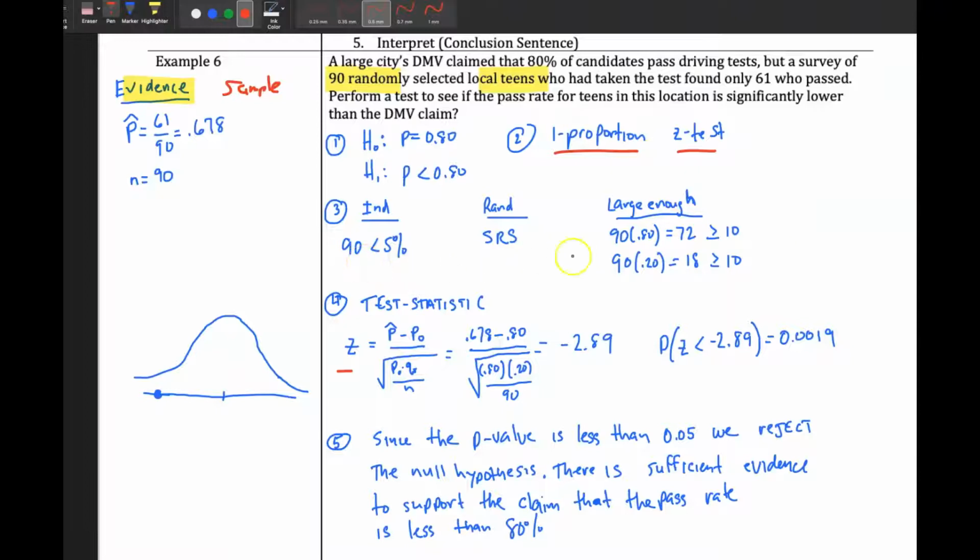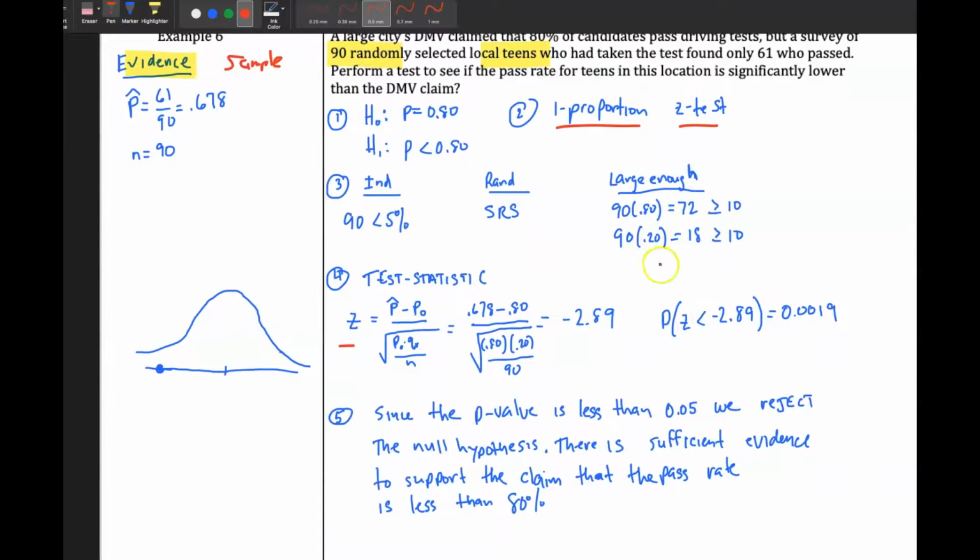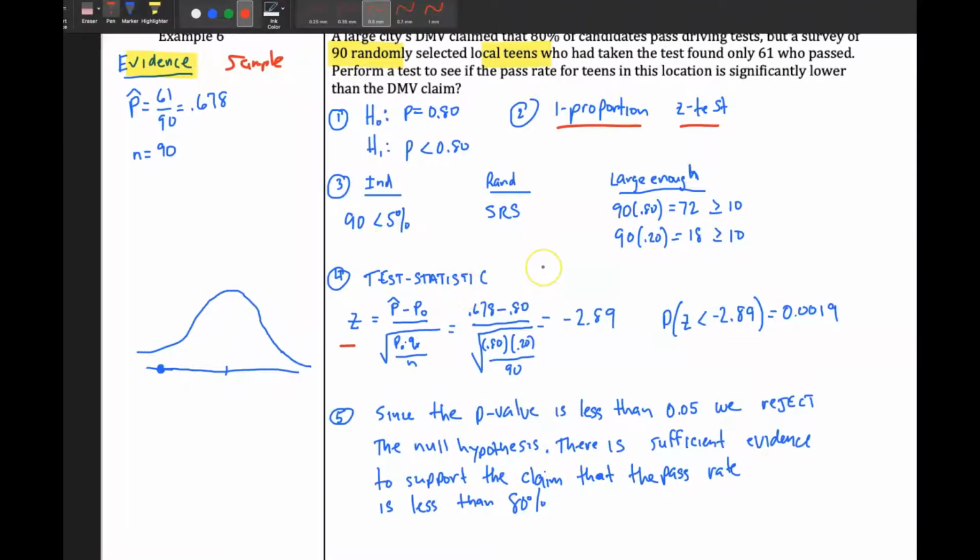We go through the conditions, right? 90 is less than 5% of the population. Simple random sample. Is it large enough? We do those calculations there. Again, those are our requirements before we can run a hypothesis test.